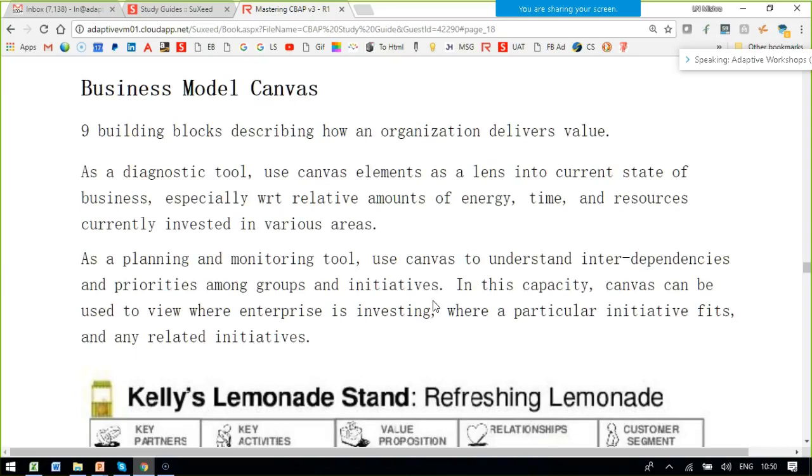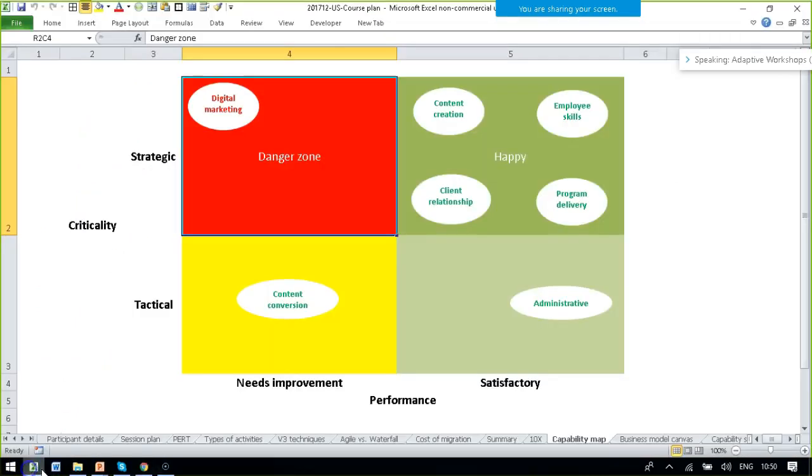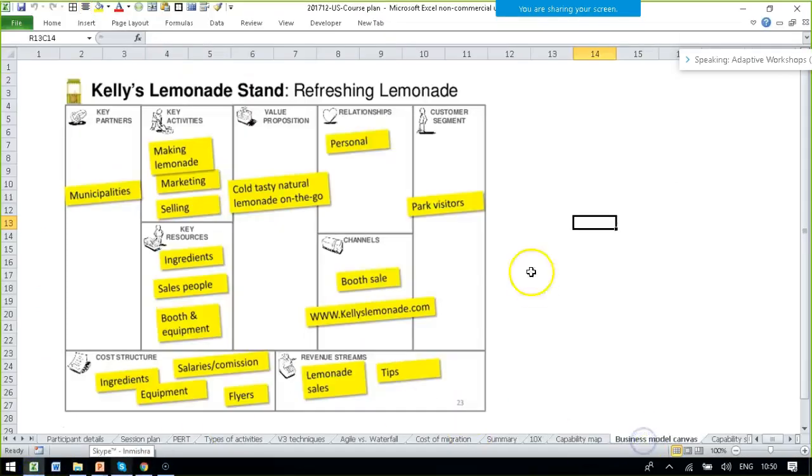And then there is also a concept called business model canvas, which I trust maybe we would have covered at a very low level. But this is a good example of a business model canvas. So if you look at it, the right side is more about the revenue side. The left side is more about cost.